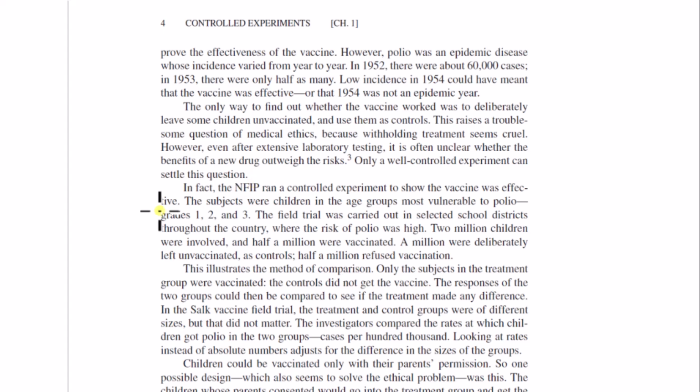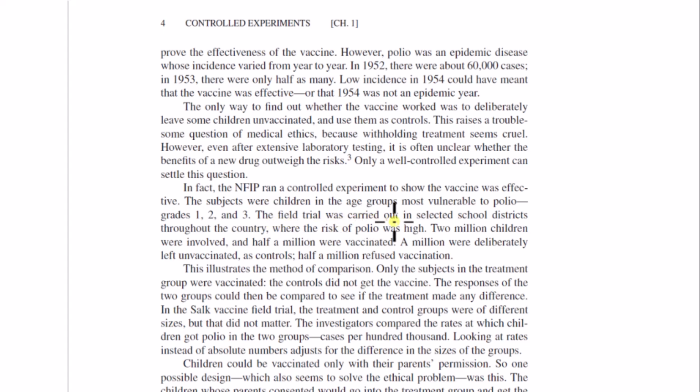And so what we're going to see is that there were two experiments done, one by the NFIP, the National Foundation for Infantile Paralysis, that was not a well-done experiment. And then there was another one, the Salk vaccine field trial, that was well done. And we're going to compare those two. So the NFIP ran a controlled experiment to show the vaccine was effective. The subjects were children in the age groups most vulnerable to polio, grades 1, 2, and 3. Okay, that seems like a good idea so far.